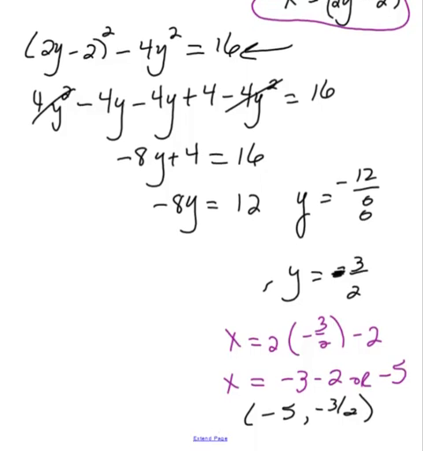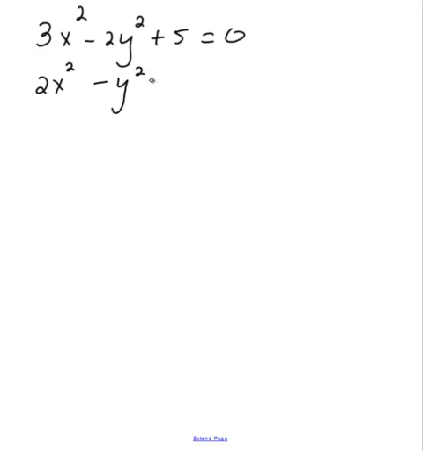I will solve another problem. In this one, I'm going to use a different method of solution. My problem is, first equation, 3x squared minus 2y squared plus 5 equals 0. Second equation, 2x squared minus y squared plus 2 equals 0.